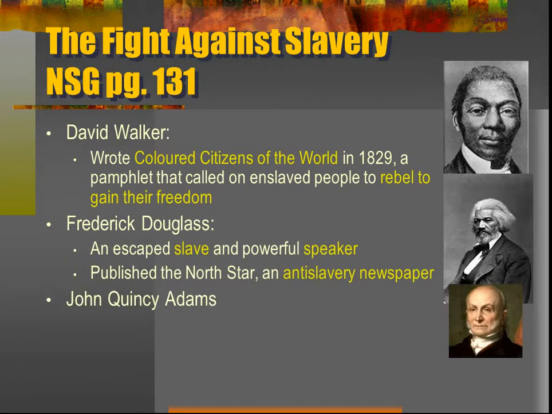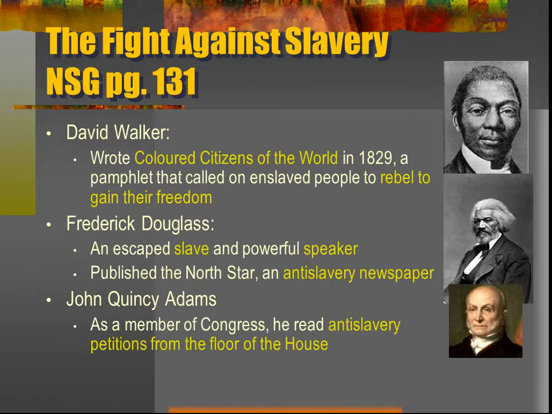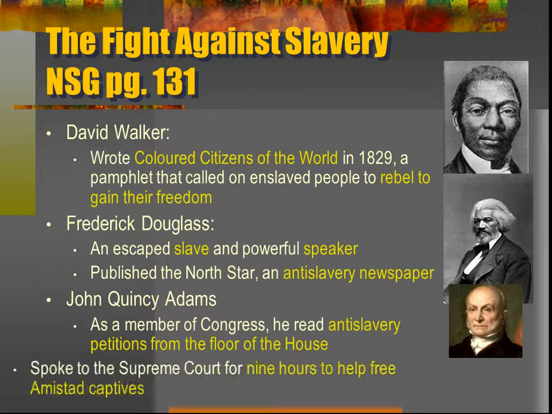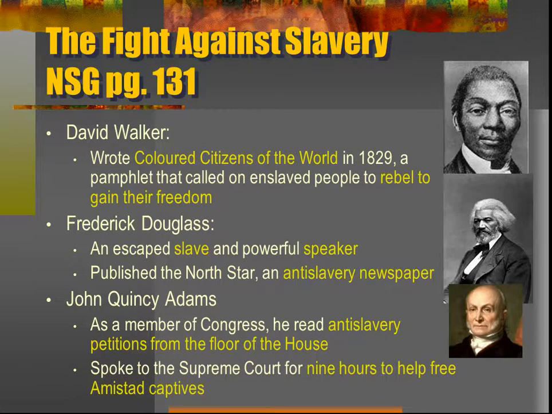And finally, John Quincy Adams, a president and member of Congress. He read anti-slavery petitions from the floor of the House, and he spoke to the Supreme Court for 9 hours to help free Amistad captives. These were captives of a specific slave boat.